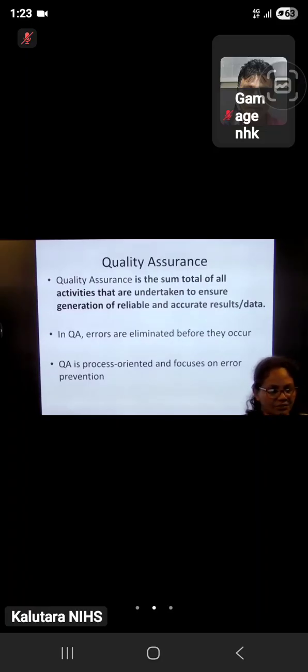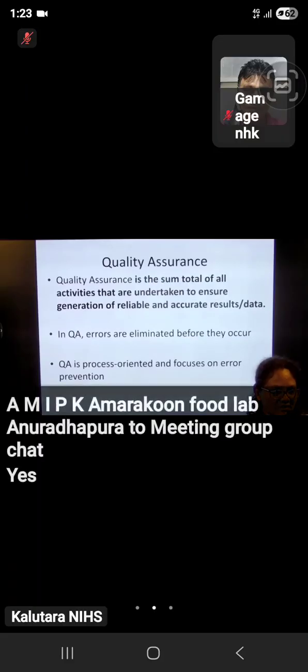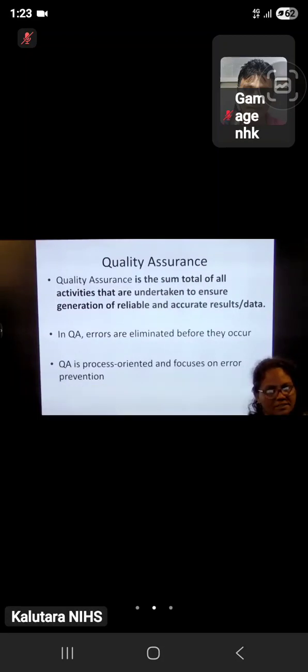Is that clear to you? What is quality assurance? I think it must be clear to you. Now, this is the first terminology we have learned about. This is quality assurance. This is the first terminology you learn in this session, quality assurance. Okay, we will move on.